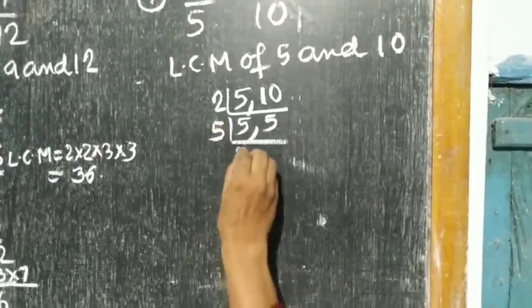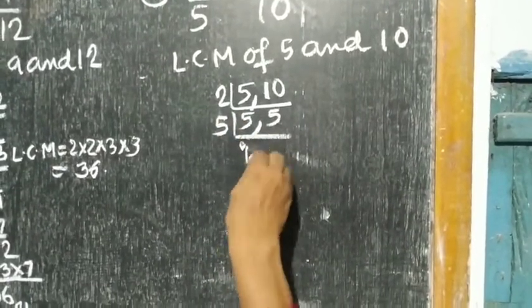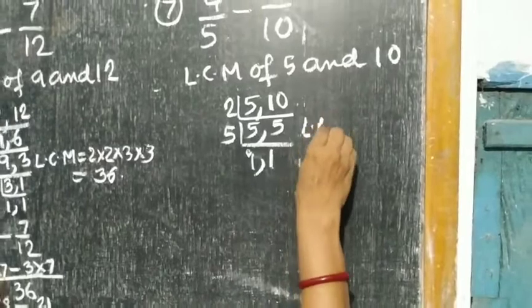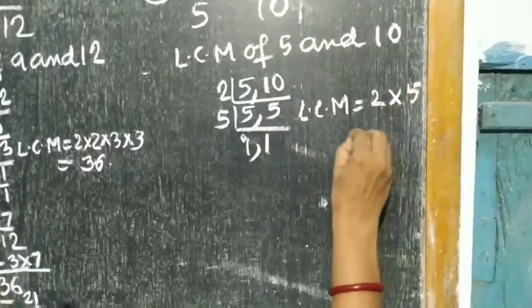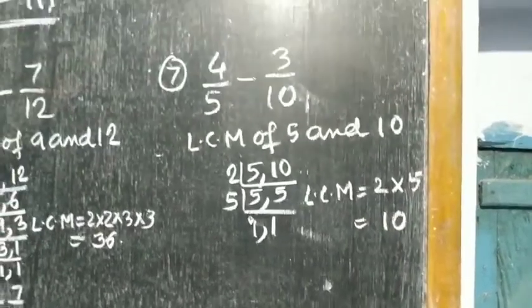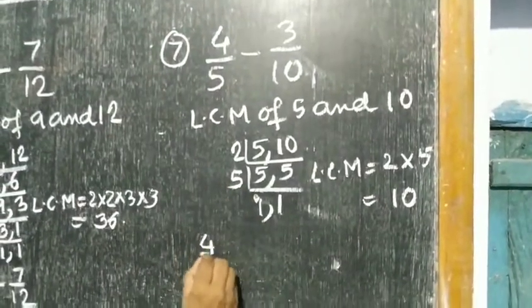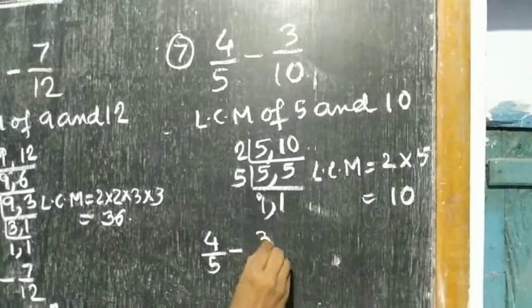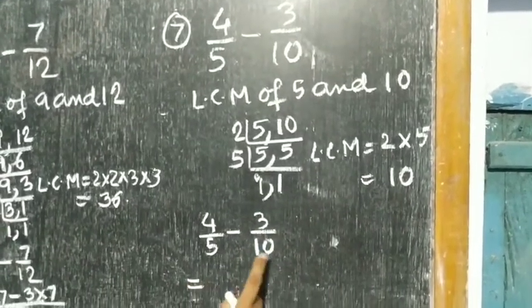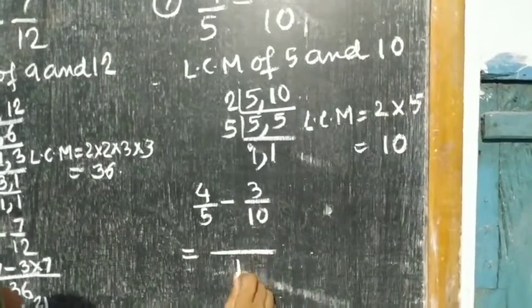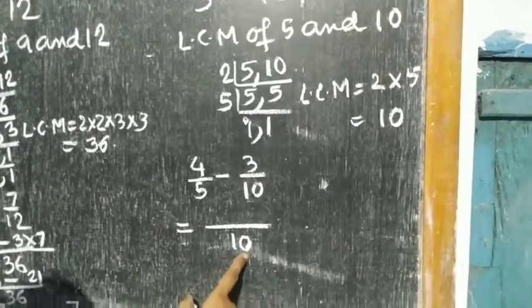So divide by 5, 1, 1. So LCM equals 2 into 5, that means 10. Now children, you write the sum 4 by 5 minus 3 by 10. Now, what is the LCM of 5 and 10? 10. So put in the denominator 10.